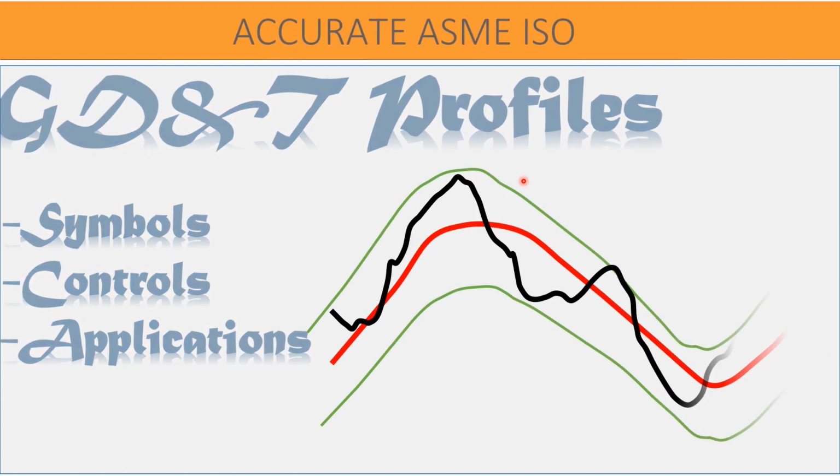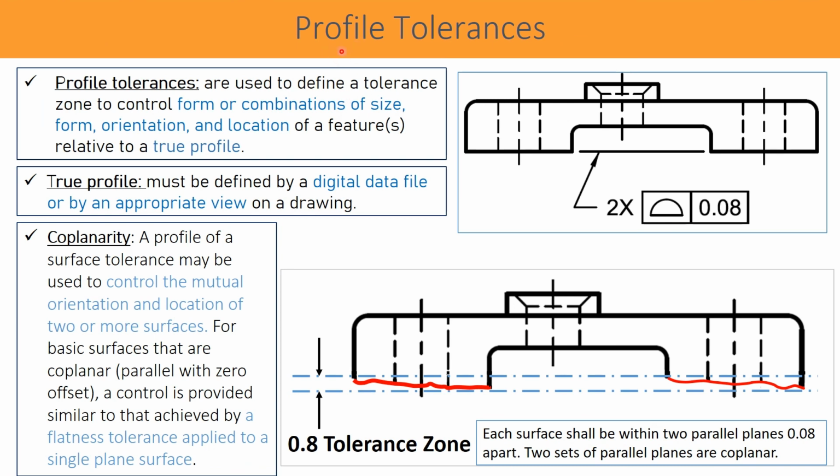Let us begin now. Profile tolerances. This is the symbol of a profile tolerance, and the value 0.08 given is the specification of tolerance given in the drawing. We would understand here what is the profile tolerance, what is called true profile, and we will understand certain applications like coplanarity used in the profile tolerances.